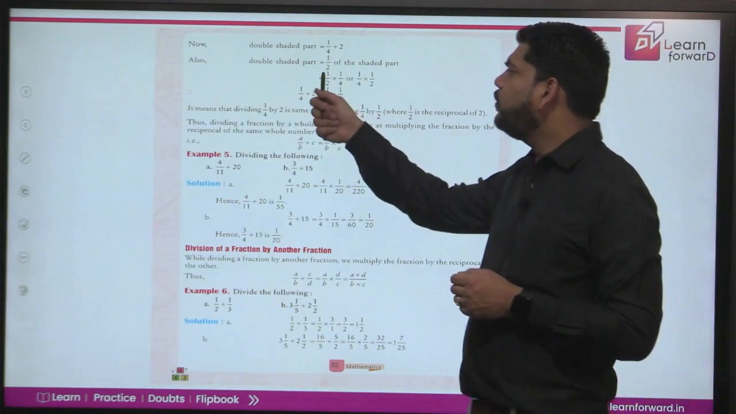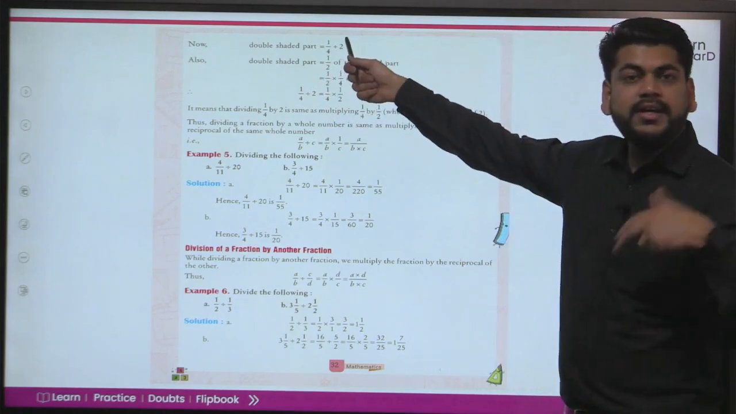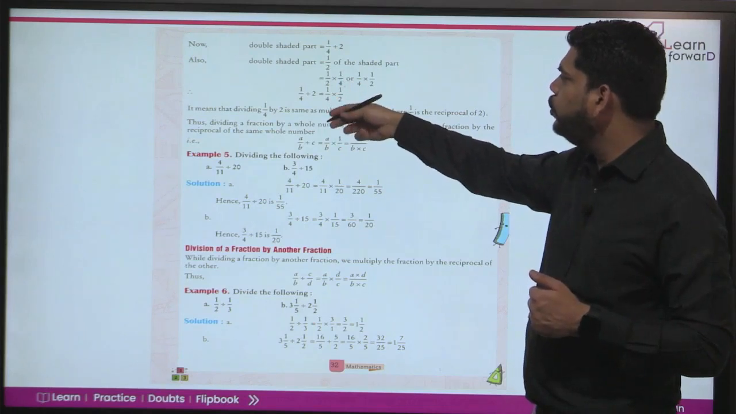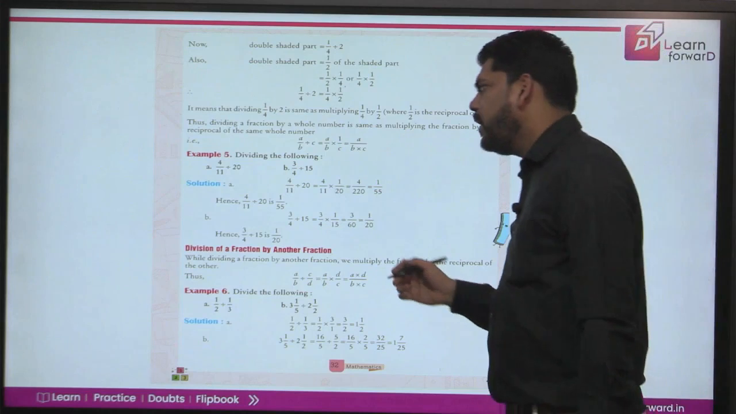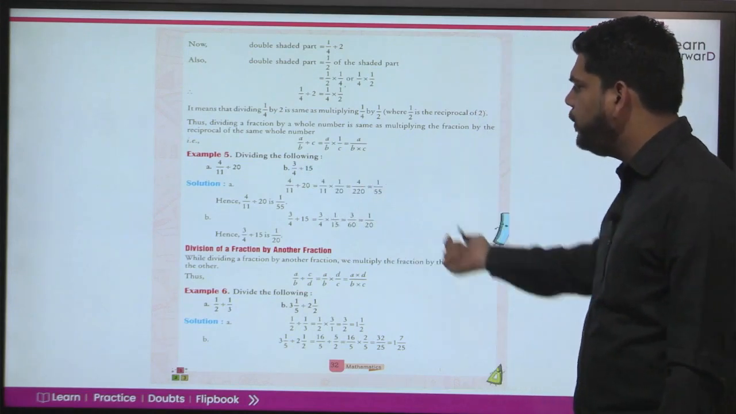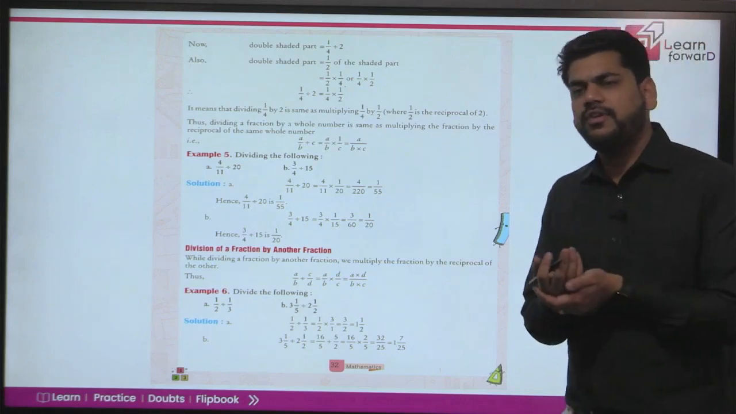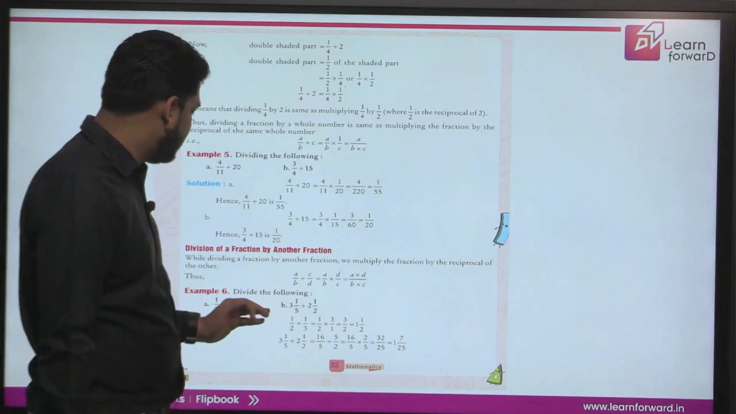Also, by doing the calculation, 1 by 4 divided by 2 will be taking the reciprocal of the second number. 1 by 4 multiplied by 1 by 2, the answer will be 1 by 8. Fine. You will be able to do the division of the following. Next, division of a fraction by another fraction. This is quite easy actually, you all can do it. Let us see this particular example.